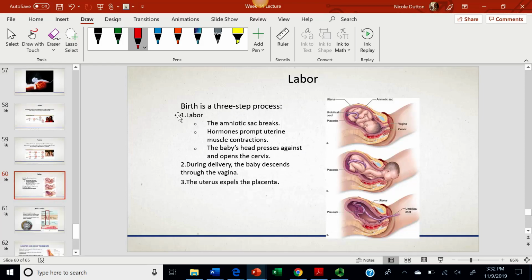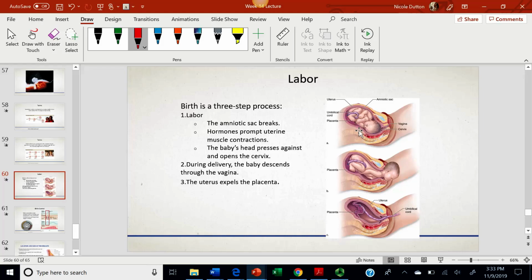So birth is a 3-step process. So you have labor, where that amniotic sac breaks and the water starts pouring out. Some people wonder, well, isn't the baby suffocating? No, the baby's breathing through the umbilical cord, sorry. And as long as the placenta is still attached, the baby is still getting adequate oxygen. If the placenta dissociates or pulls away, then you have some serious issues.